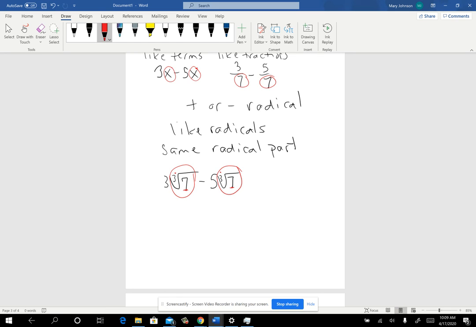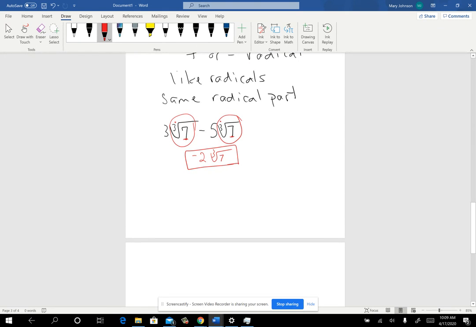Okay, so if that's the case, then you do like you did on the others, and you just say 3 minus 5x, that would have been negative 2x. 3 sevenths minus 5 sevenths, that would have been negative 2 sevenths. 3 cube root of 7 minus 5 cube root of 7 would be negative 2 cube root of 7. So you can combine them if they're like radicals.